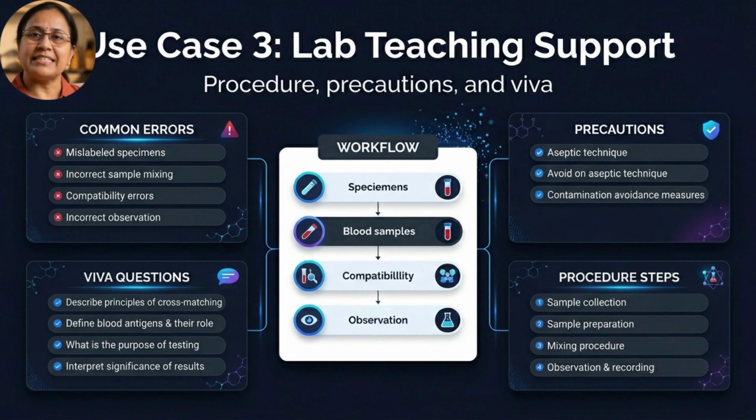A third use case is lab teaching support. Blood grouping and cross-matching is not only a theory topic. It is also connected to lab understanding, precautions, procedure flow, and common student mistakes. So we can ask NotebookLM to prepare a simple procedural teaching outline, list important precautions, identify common errors, and generate Viva questions for lab discussion.